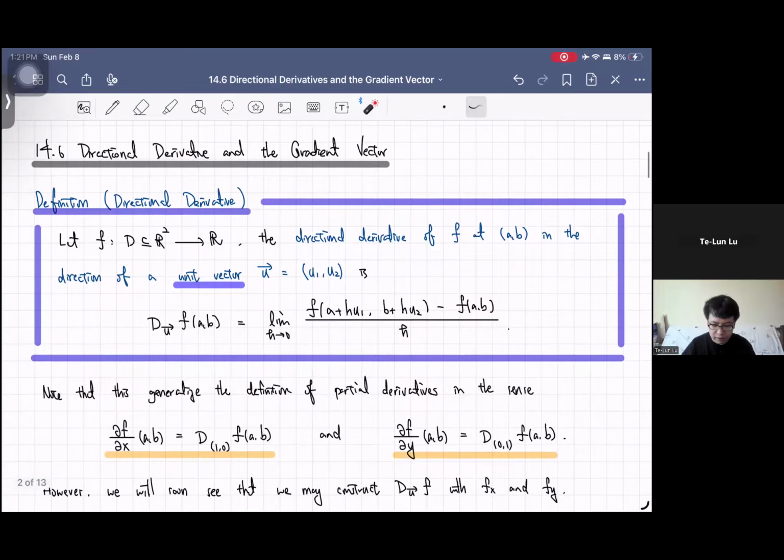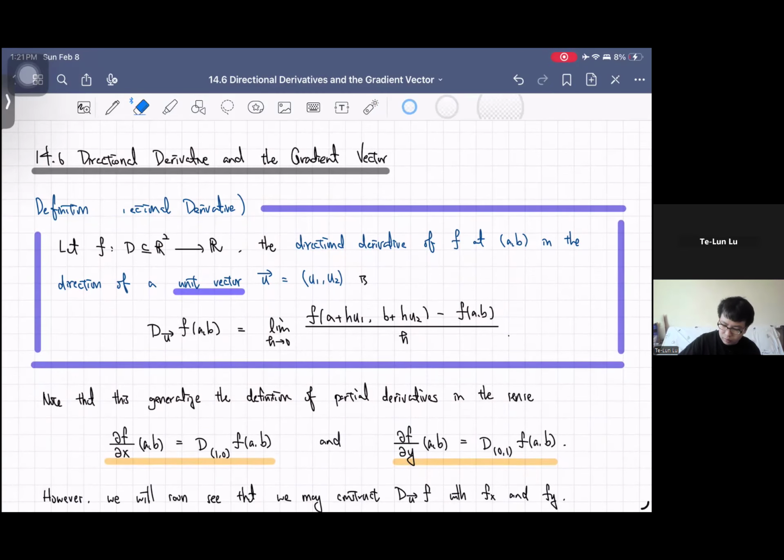Right. So first of all, let us define this notion. The directional derivative is given by the following definition. Given a function f, in this case a two-variable function, and as always it generalizes to multi-variable functions, the directional derivative of this function at a point (a, b) in the direction of a unit vector u, in this case I denote it by u1 and u2, is defined to be this quantity. We use D_u f(a, b) here, which is defined to be the limit of the difference in the numerator between f(a + h u1, b + h u2) minus f(a, b), divided by h.